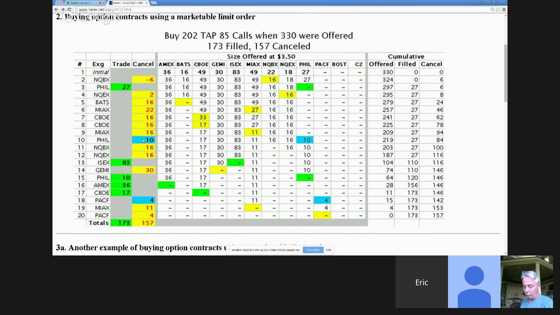Right, but this is the case where the 27 option contracts that filled triggered the cancellation of all the others. So basically, a market order is unable to execute as fast as these guys can cancel.